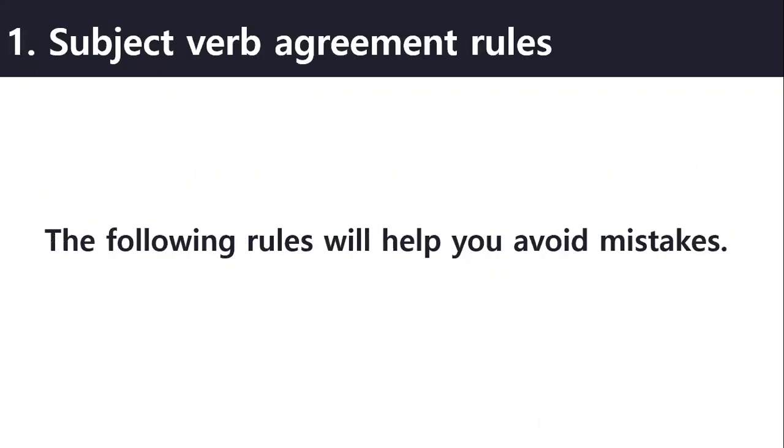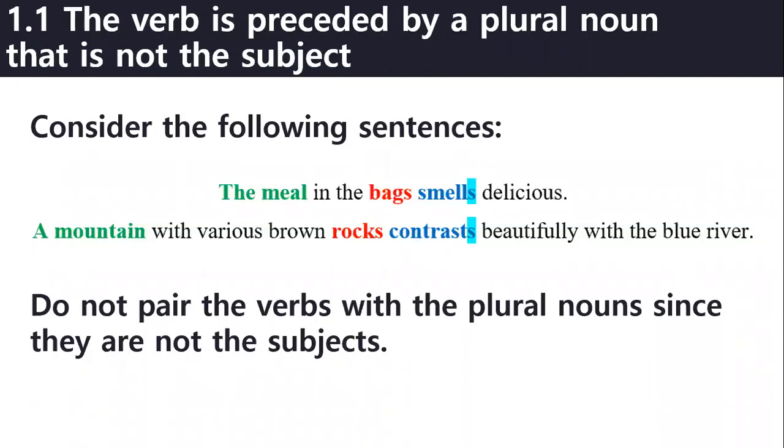Now we are going to deal with subject-verb agreement rules. Subject-verb agreement is not always as simple as the sentences presented above. The following rules will help you avoid mistakes. The first rule is when the verb is preceded by a plural noun that is not the subject. We have the following sentences.